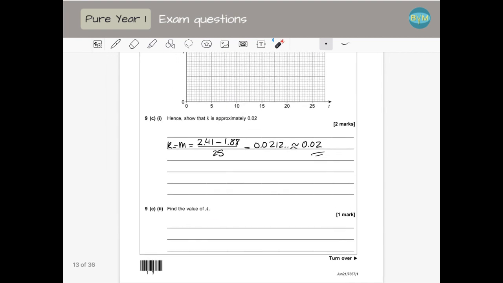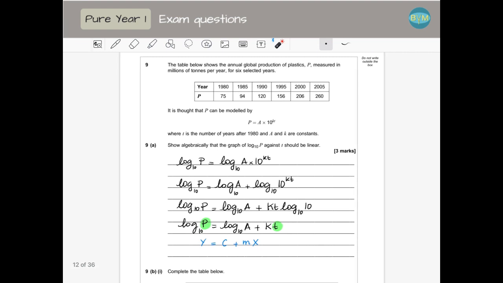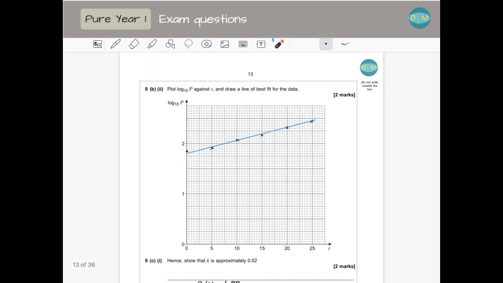Next, find the value of A. So A is this constant here, but when I represent log P against T, it is this value here, which is the y-intercept. So I just need to find the y-intercept of my line of best fit. And again, I can use this value here.